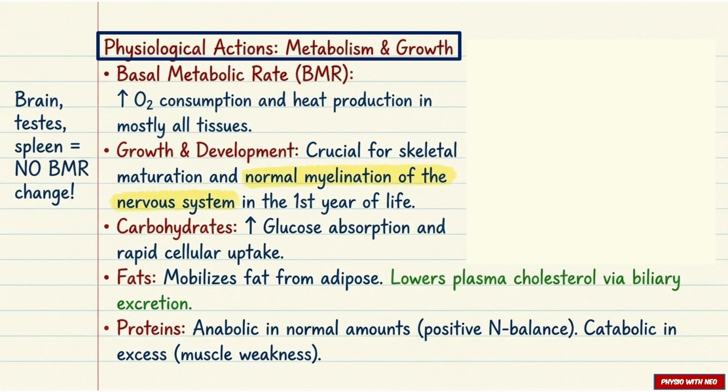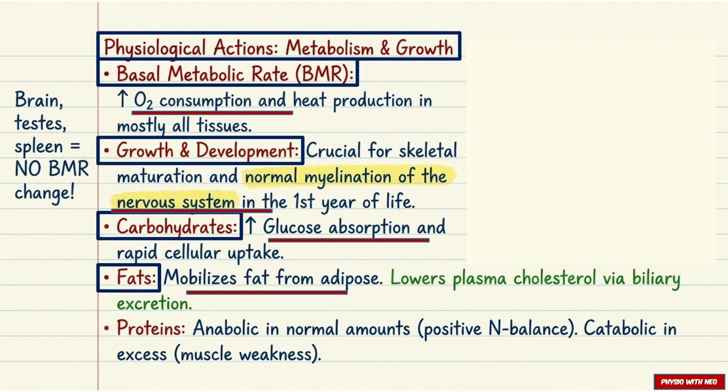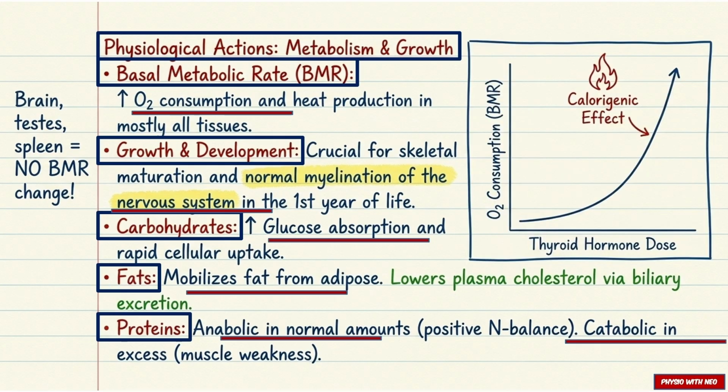This slide explains why thyroid hormones are called the body's metabolic accelerator, because it increases basal metabolic rate, produces increased oxygen consumption and heat production. It plays an important role in growth and development, especially normal myelination of the nervous system in the first year of life. It increases glucose absorption, mobilizes fat from the adipose tissues, and for protein metabolism, it is anabolic in effect in normal amount and catabolic in excess amount. Remember, this thyroid hormone has a calorigenic effect. Think of thyroid hormone as the body's accelerator pedal.